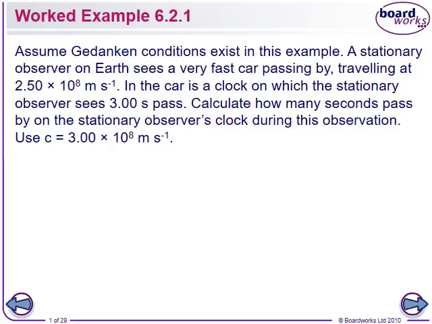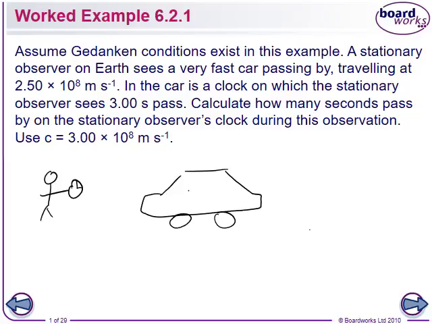Okay, so let's draw a diagram. There's our stationary observer. The stationary observer has a clock. Here is our car. This car is travelling at 2.5 times 10 to the 8 meters per second. Okay, very fast car.